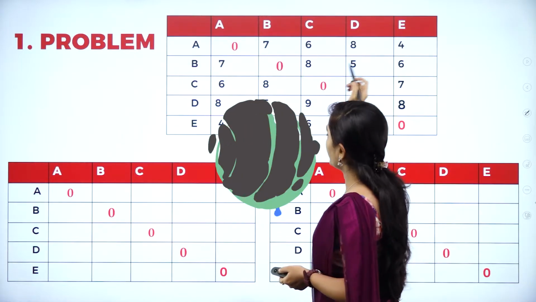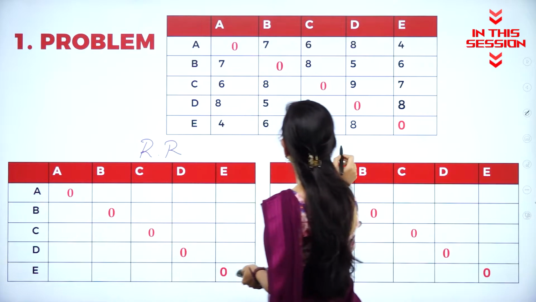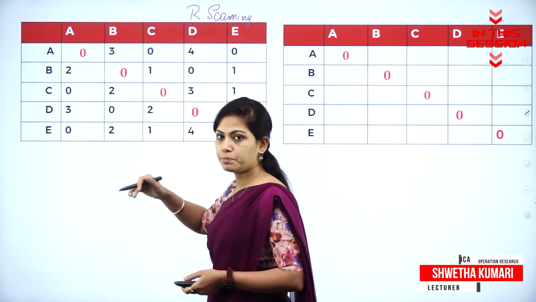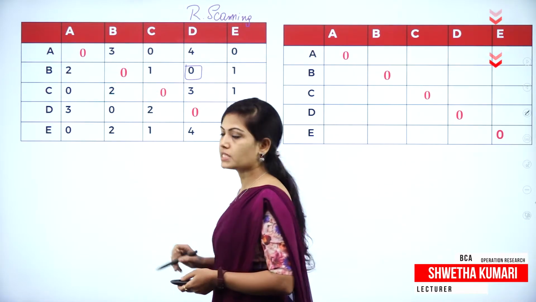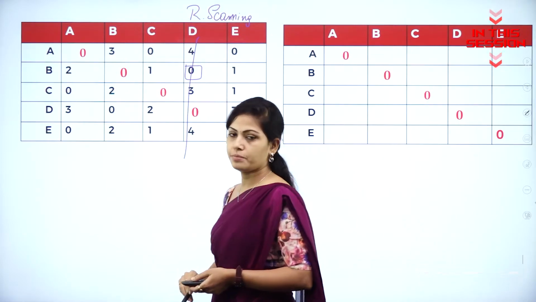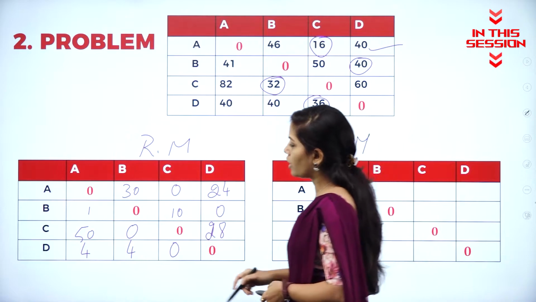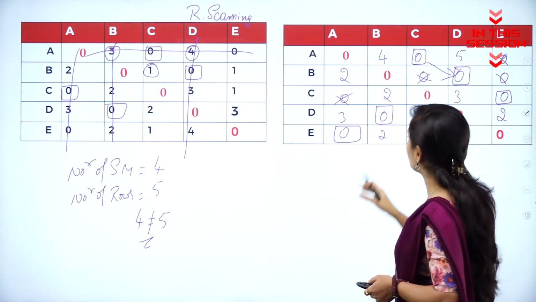So first you have to find the row reduction and column reduction. If you get two zeros, you just skip that row. If you get one zero, you just put a square box around that zero and put a vertical line. By using this row reduction, we can find the column reduction. In the first column, the least value is one. The number of square marks should be equal to the number of rows.